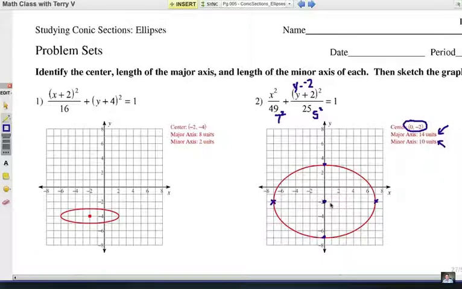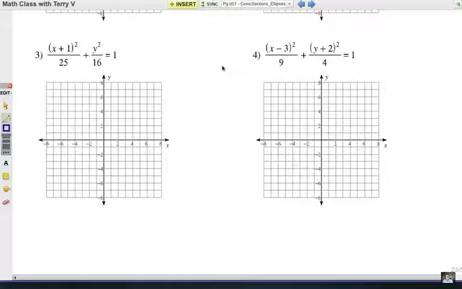All right, 2 more to try. Numbers 3 and 4, give it a shot, and I'll wait for you, and then play the video to see if you're right.